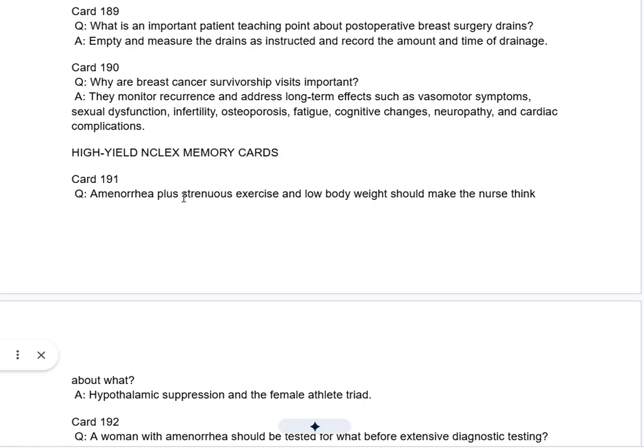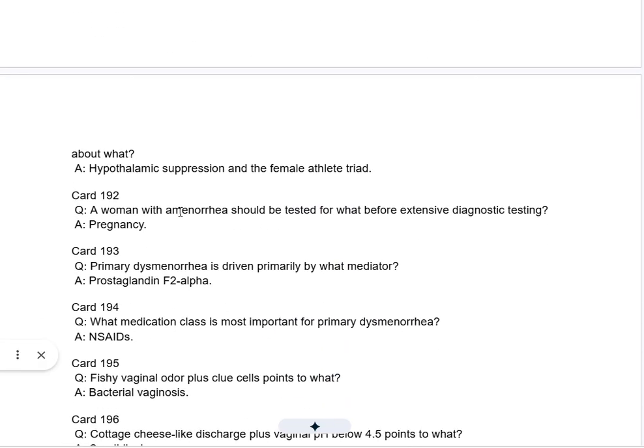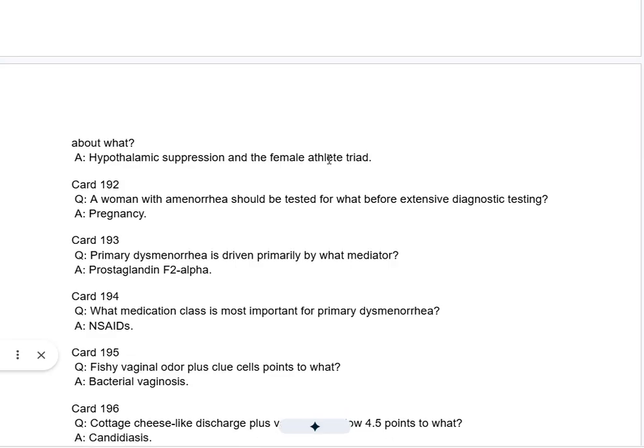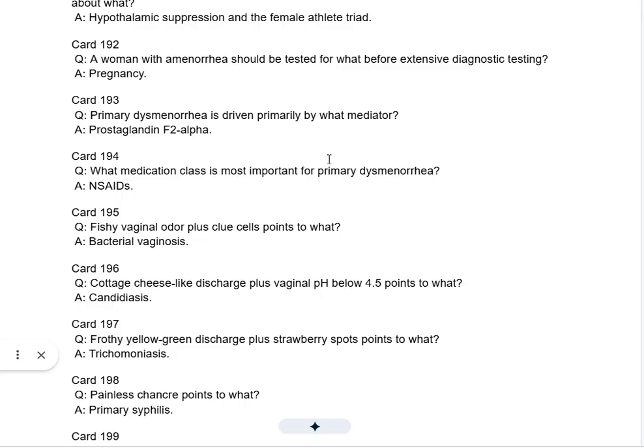Card 191Q. Amenorrhea plus strenuous exercise and low body weight should make the nurse think about what? A. Hypothalamic suppression and the female athlete triad. Card 192Q. A woman with amenorrhea should be tested for what before extensive diagnostic testing? A. Pregnancy.